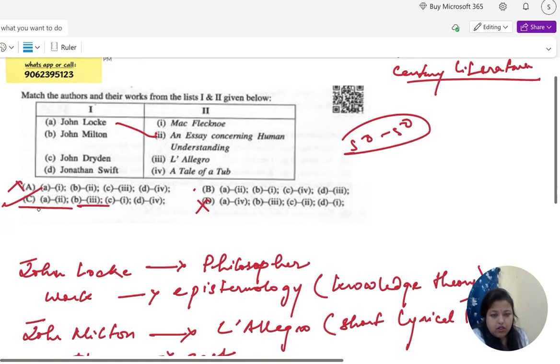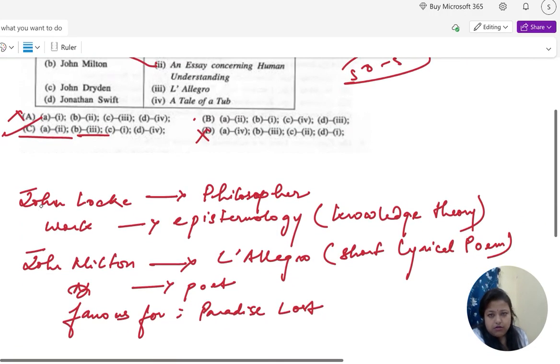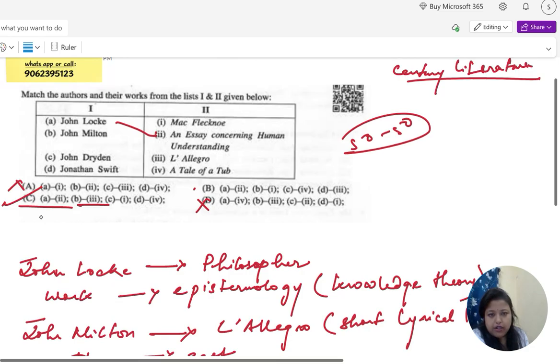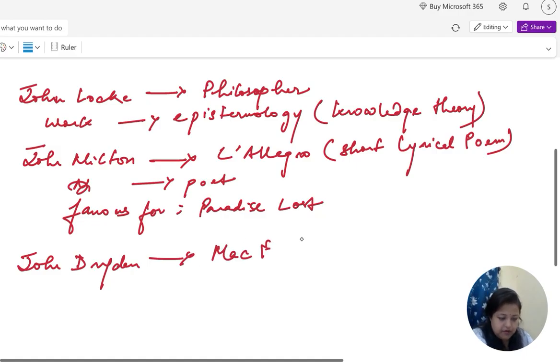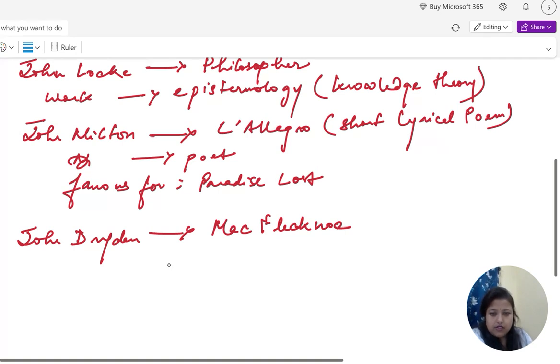Number C is John Dryden, obviously, so C1 will be the option. It's John Dryden, Mac Flecknoe. Dryden was a satirist. This work mocks Thomas Shadwell, basically.